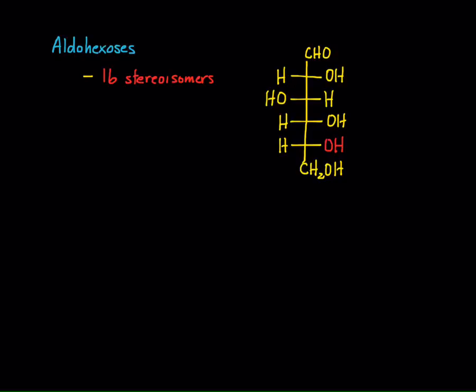And notice this pattern. If we're counting down the carbons from the aldehyde, 1, 2, 3, 4, 5, the configurational carbon is carbon number 5. So carbon number 4 has the OH on the same side of it. Carbon number 3 has the OH on the left-hand side, and carbon number 2 has the OH on the right-hand side. So all of the OHs are on the right-hand side except for C3. C3 has the OH on the left-hand side.